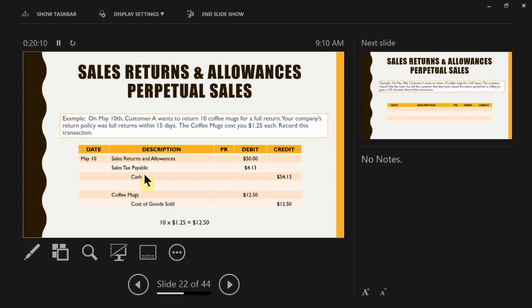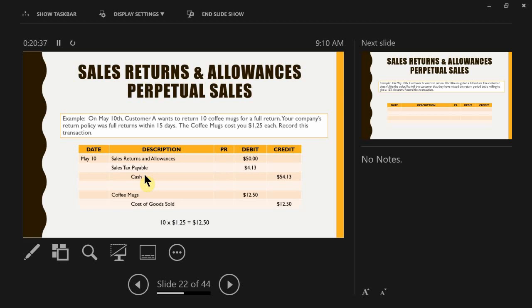However, that doesn't mean we can't sell them back. They're just coffee mugs, right? They're not damaged. They're perfectly fine. So in this case, we're just looking at the concept itself, not what really happens in real life. But in this case, yes, I will be putting it back into inventory and I would be undoing what I sold. Okay? So that's that.